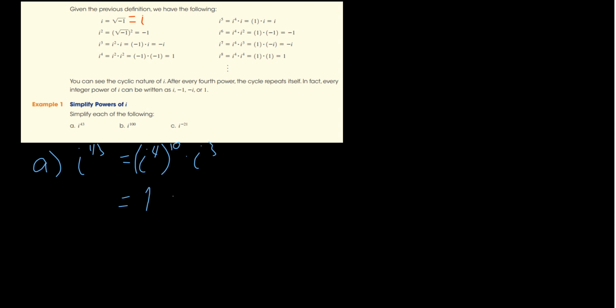And what is I to the third? When we look up here, we said I to the third is simply -I, so it's 1 times -I, put that in parentheses, and therefore my solution is -I.